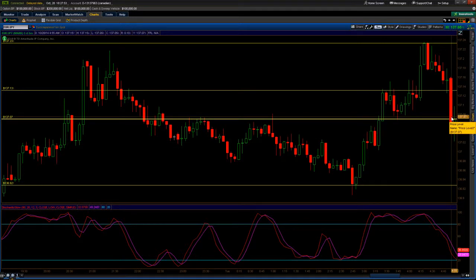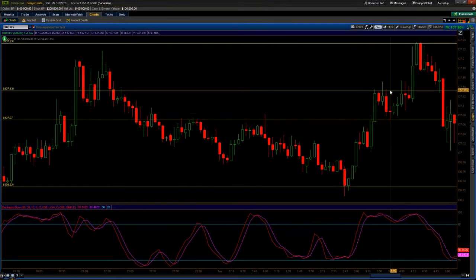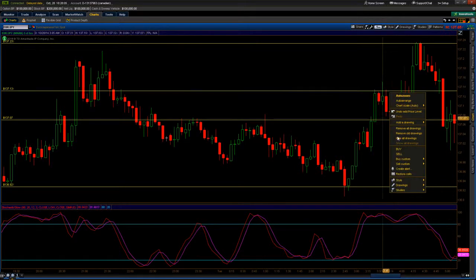And then it completely faked you out and went the opposite way. Now we're watching this resistance area. If it touched this area, or came close to it, you could have taken a put option.